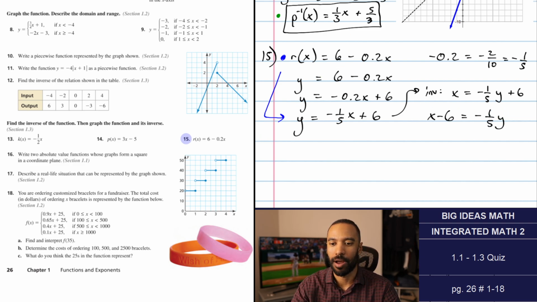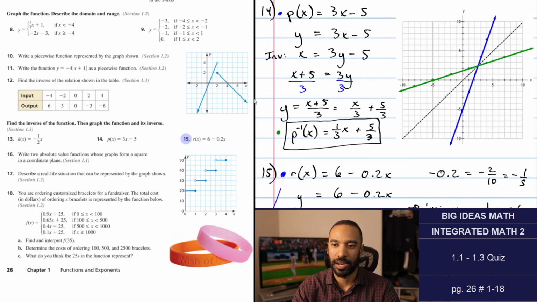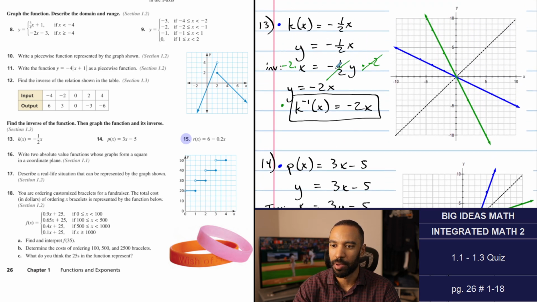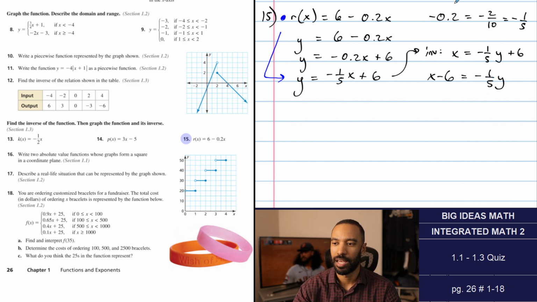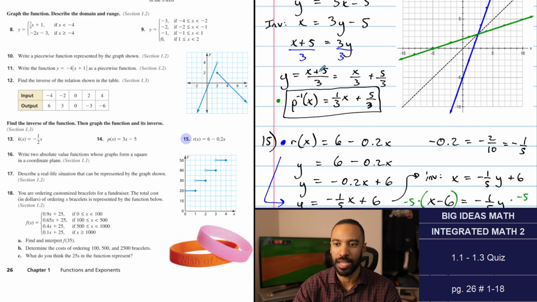And just like that one problem where we had a negative 1/2, we multiplied both sides by negative 2 to counter that. I have a negative 1/5, so I'm going to multiply both sides by negative 5. But this negative 5 multiplies into the entire quantity, just like how when we divided by 3, we divided all of x plus 5 by 3.